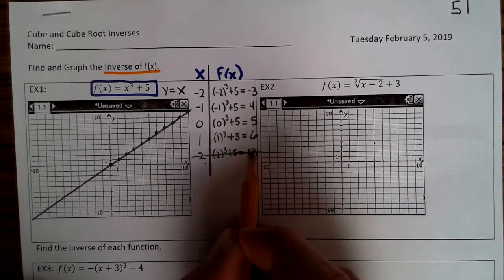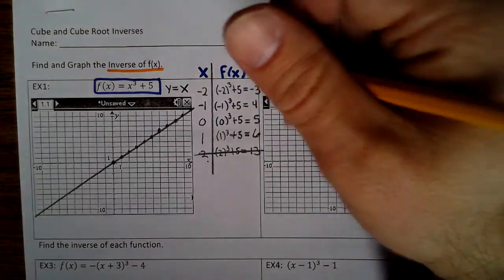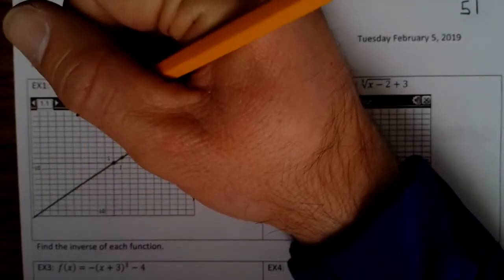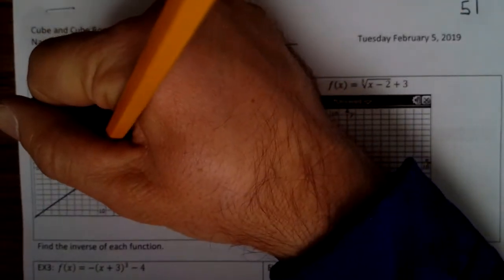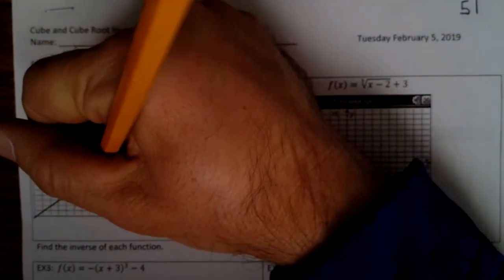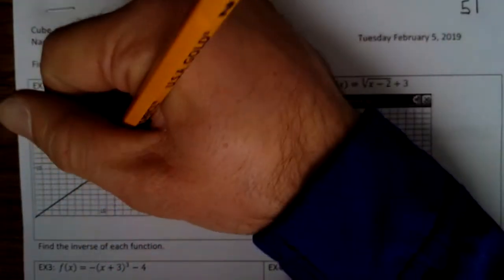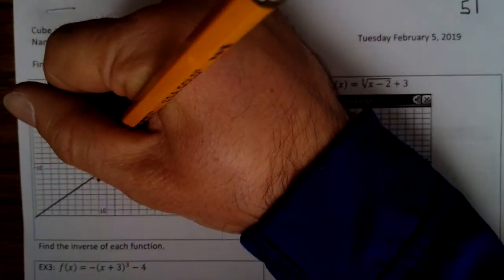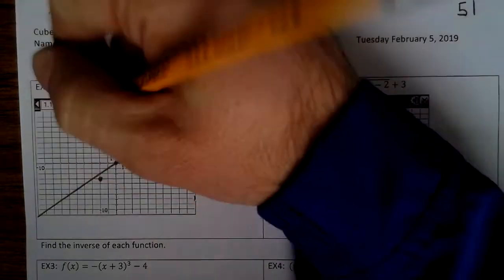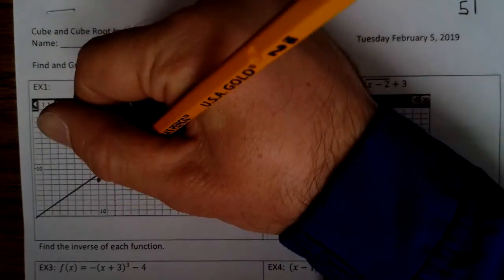Okay? So let's graph those points. So -2, -3, so -2, then that's down 1, 2, 3. -1, 1, 2, 3, 4. 0, 5. And then 1, 1, 2, 3, 4, 5, 6.